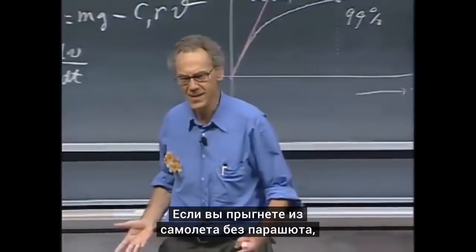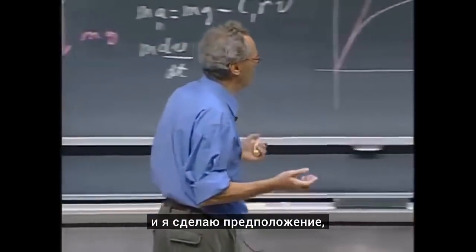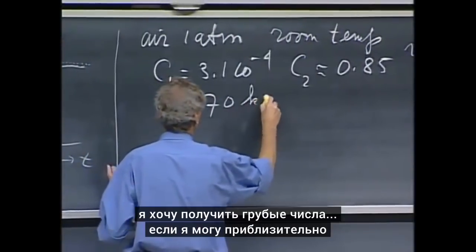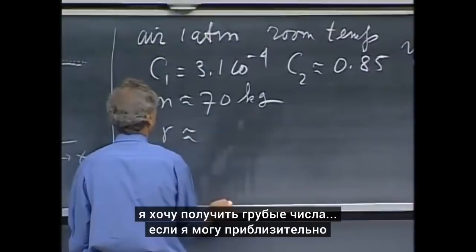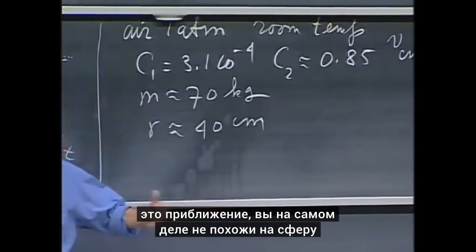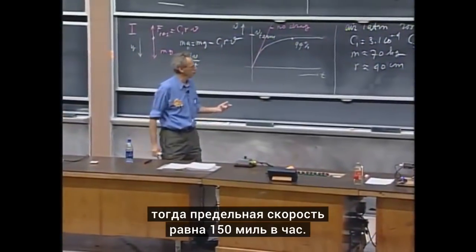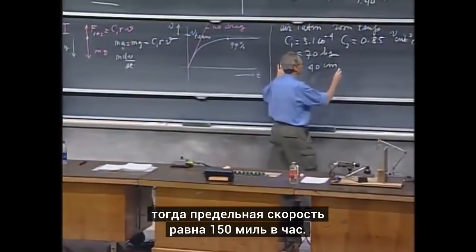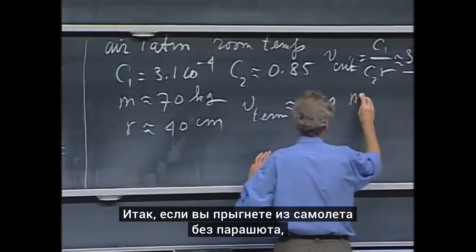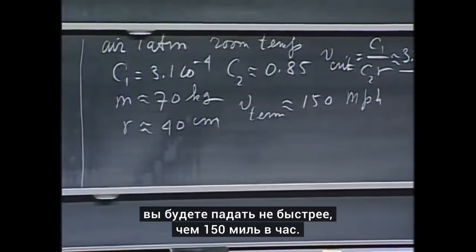If you jump out of a plane and you have no parachute, and I make the assumption that your mass is about 70 kilograms, I want rough numbers. If I can approximate you by a sphere with a radius of about 40 centimeters, that's also an approximation. You're not really like a sphere, but I want to get some rough numbers. Then the terminal velocity is 150 miles per hour. So if you jump out of a plane and you have no parachute, you will not go much faster than 150 miles per hour.